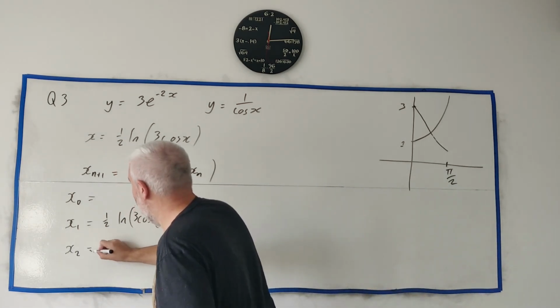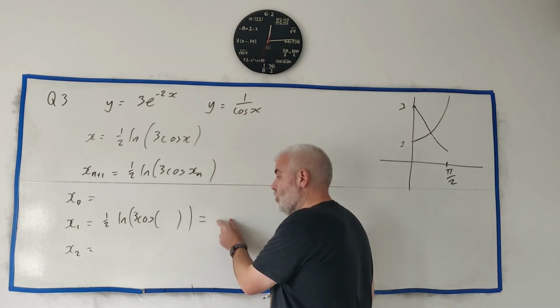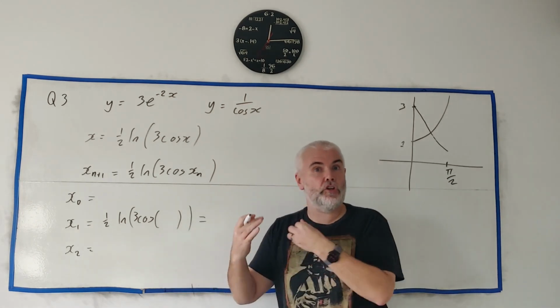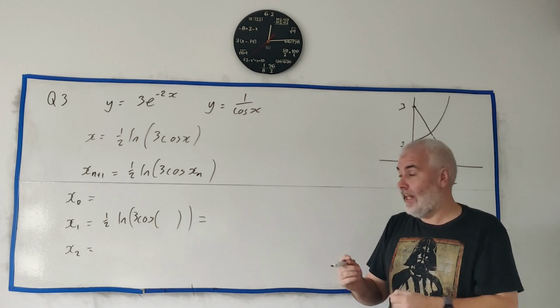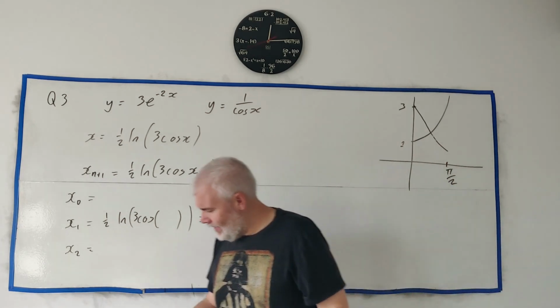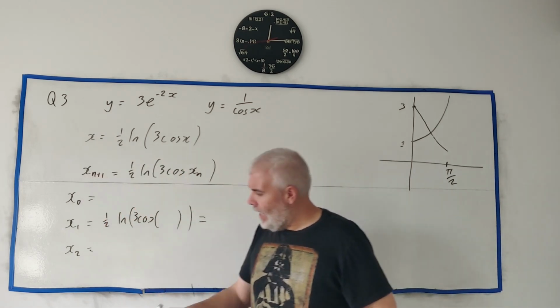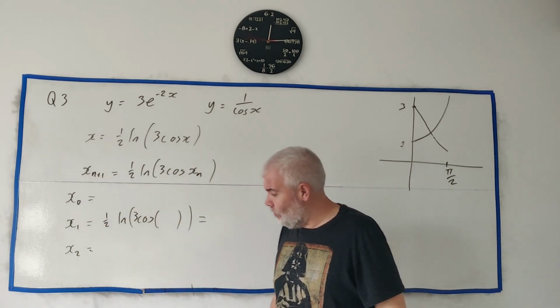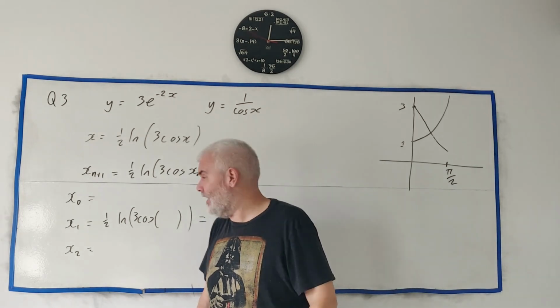You do it again, x2, and you put it in the formula again. Your second guess goes into the formula. It gets you your third guess. You stay going, and this formula will give you a better and better guess each time. Usually it takes about 3 or 4 guesses. The number I started with, it actually took me 10 guesses, which is a little annoying.